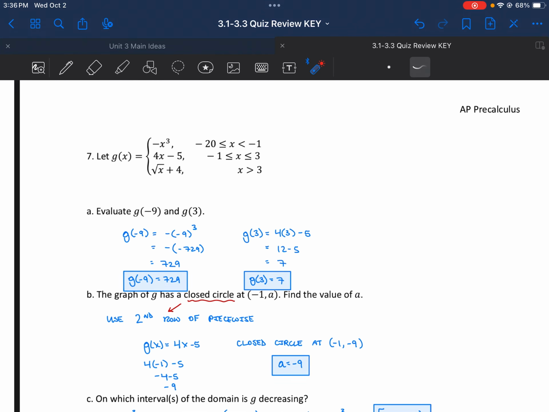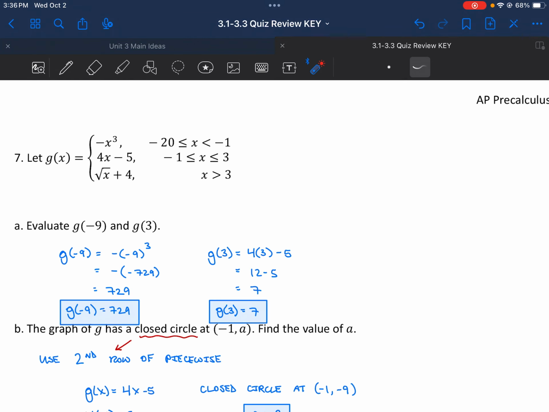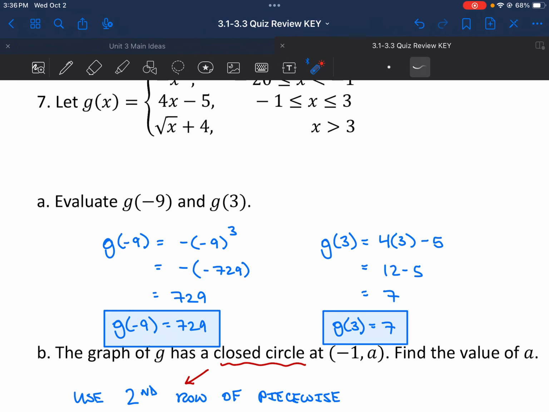All right. Number 7. Let g of x be this piecewise function. So we have a cubic right here. We got a linear function. We got a square root function. And here's our domain restrictions. Part A, evaluate g of -9 and g of 3.